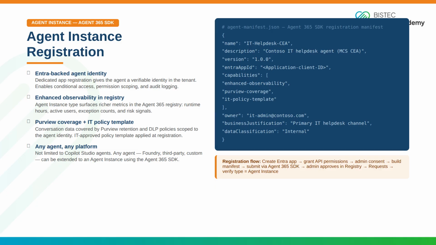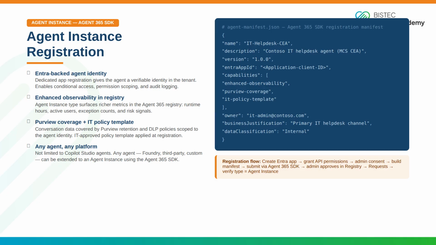First, Entra-backed agent identity. The agent receives a dedicated app registration that gives it a verifiable identity in the tenant. This enables conditional access, permission scoping, and audit logging for every session the agent initiates. Second, enhanced observability in the registry. Agent instance type surfaces richer metrics than any other registry type: runtime hours, active users, exception counts, and risk signals all visible at per-agent granularity.